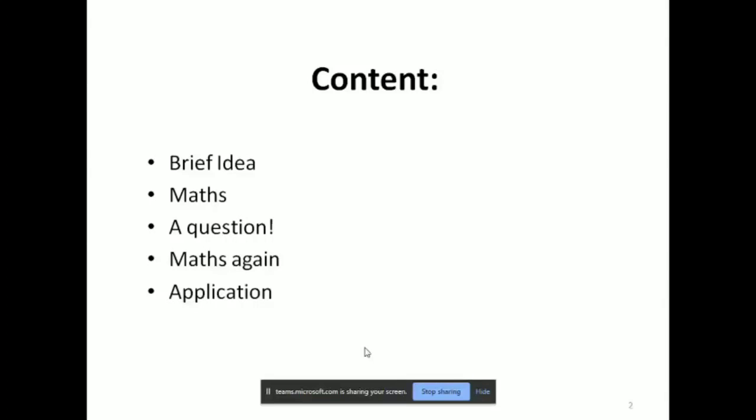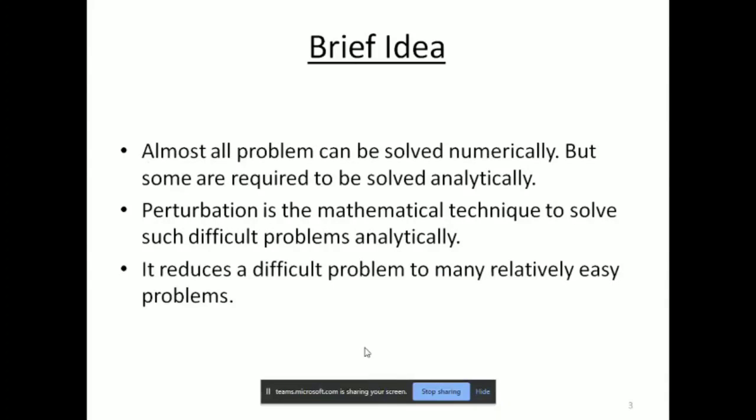So, brief idea. What is perturbation and why do we need it? Basically, almost all problems that we experience can be solved numerically, but sometimes we want to solve them analytically so that we can get a better grasp of the underlying mechanisms of the phenomena. So perturbation is a mathematical technique that helps solve difficult problems that cannot be solved exactly, but which need to be solved analytically.